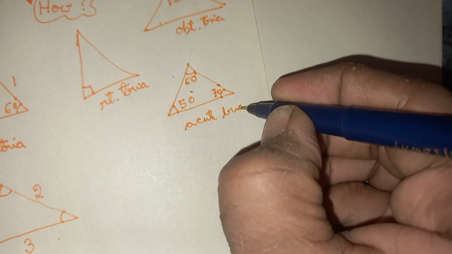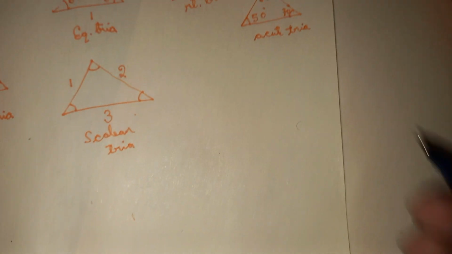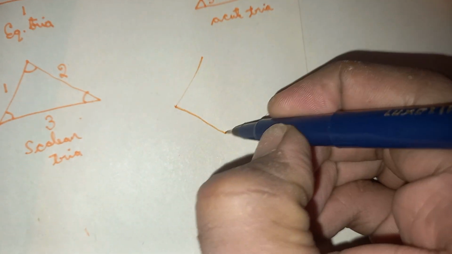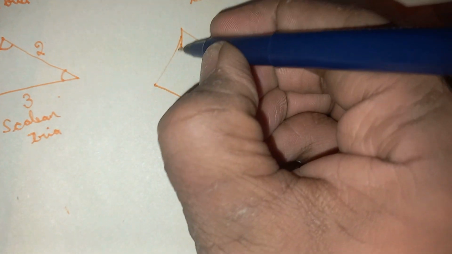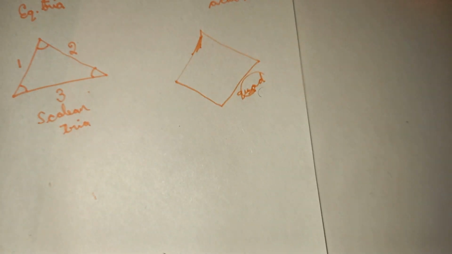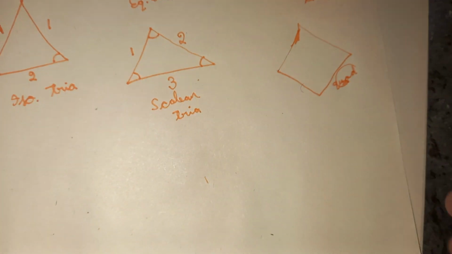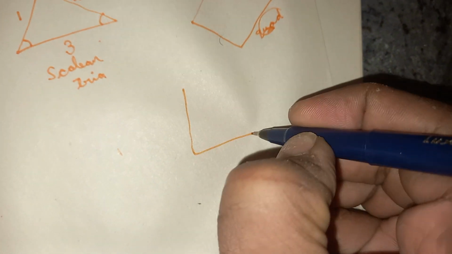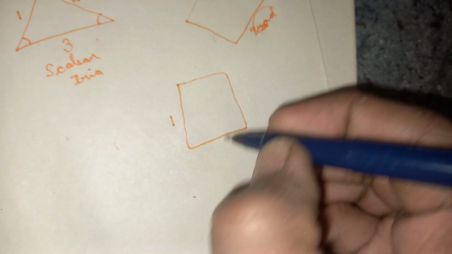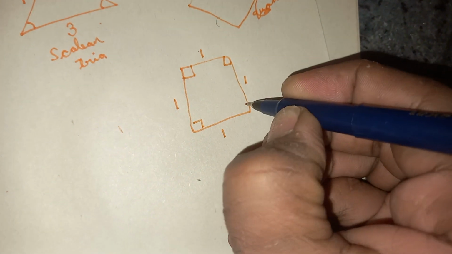Now, those are the three-sided shapes. Now I'll tell you about four-sided shapes. Any four-sided shape is known as a quadrilateral. Among quadrilaterals, there are many different types. First, the most popular one, the square. In a square, all four sides are equal and all four angles are equal to 90 degrees.